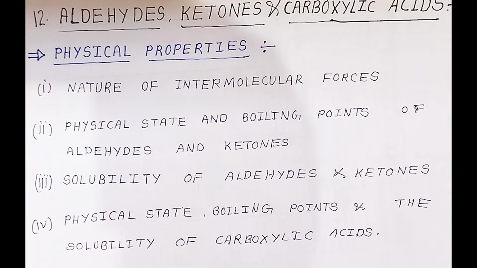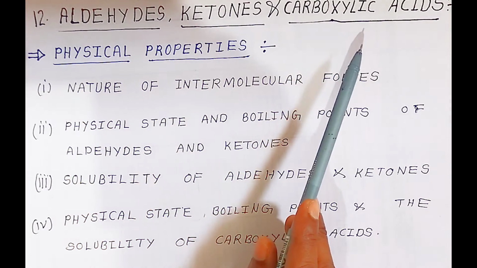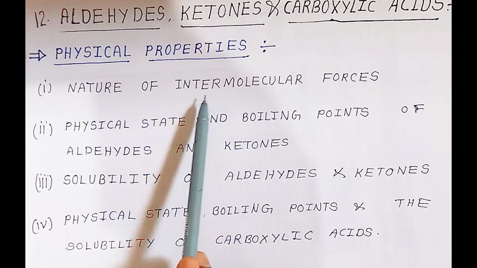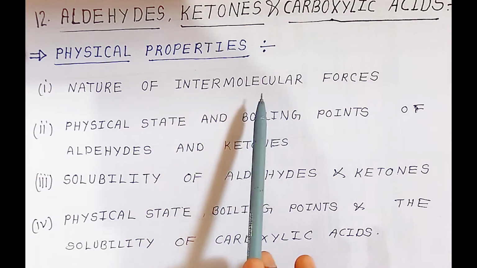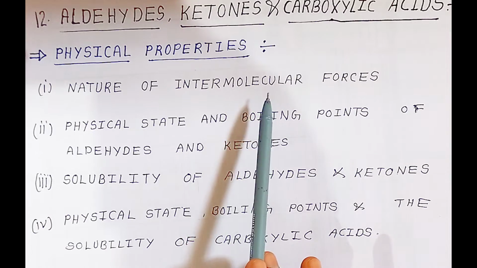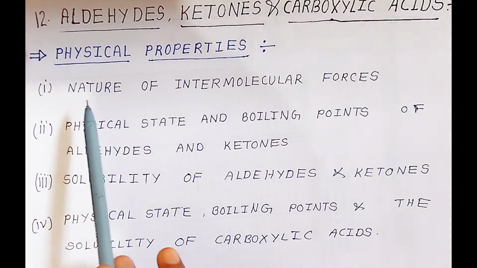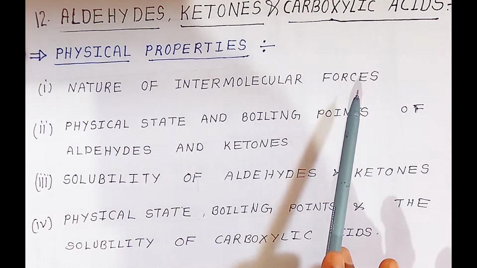In this video students, we are going to see the physical properties of aldehyde, ketone and carboxylic acid. Physical properties students, first we will see the nature of intermolecular forces between two molecules of aldehyde, between two molecules of ketones and between two molecules of carboxylic acid. Which type of forces are present between two molecules? So we are going to see the nature of intermolecular forces.